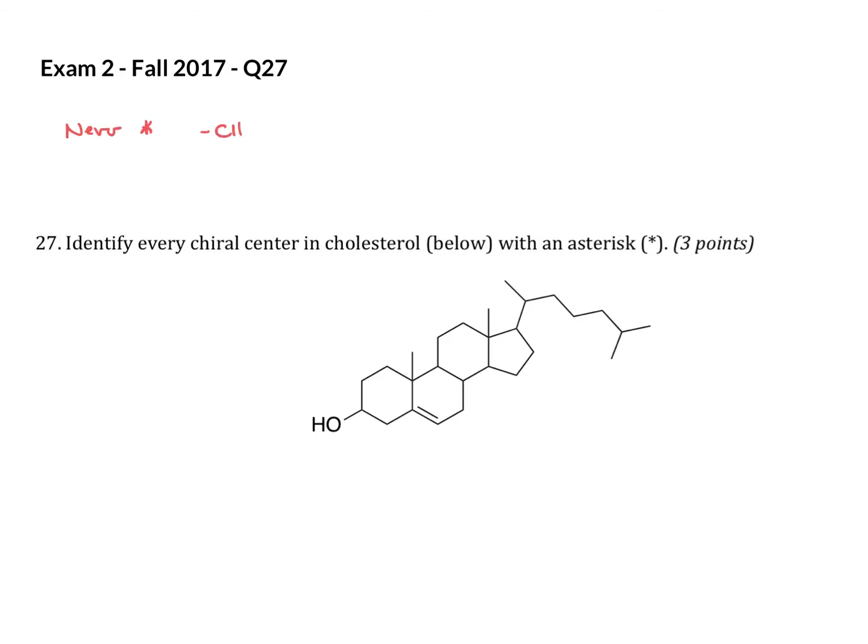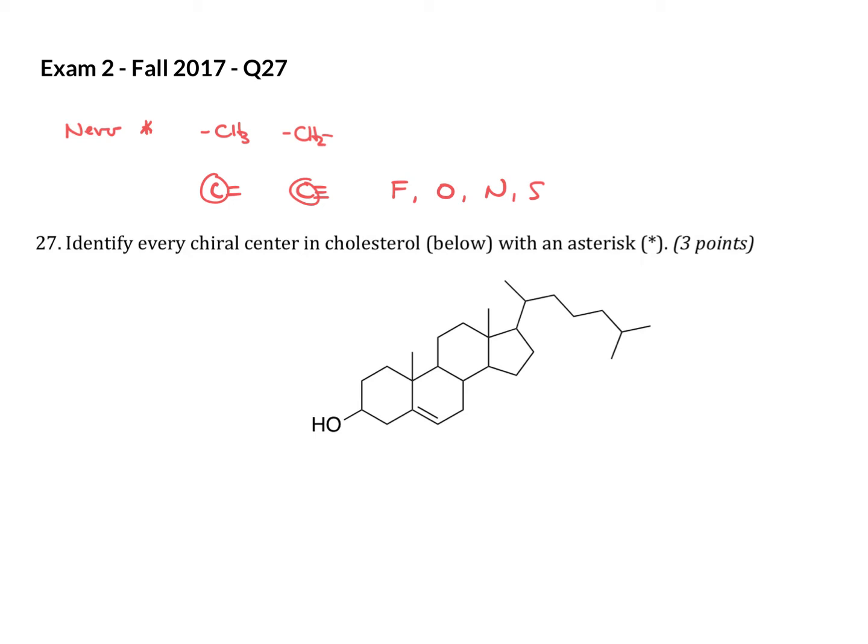For one, CH3s, because the carbon has 3 hydrogens, so not 4 different groups. CH2s, because there's 2 hydrogens and not 4 different groups. Alkene carbons, triple bond carbons, those will never be chiral centers. And then heteroatoms or halogens like fluorine, chlorine, bromine, oxygen, nitrogen, sulfur. We'll never consider those as chiral centers.